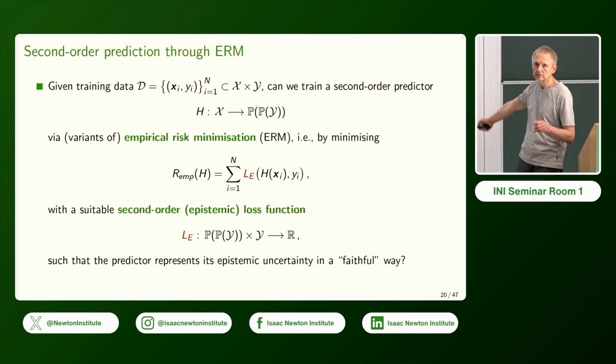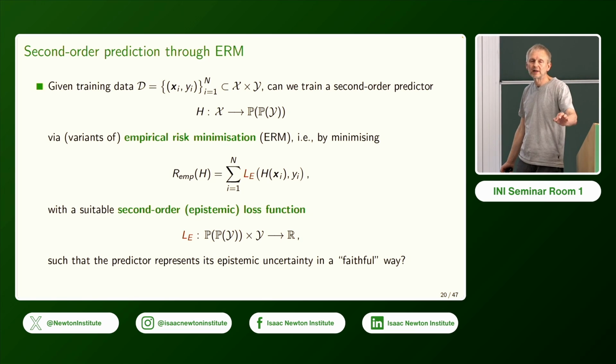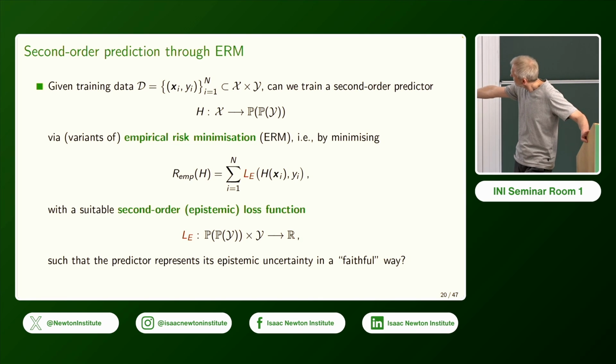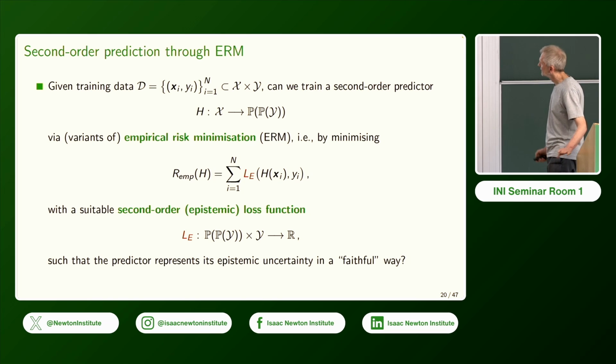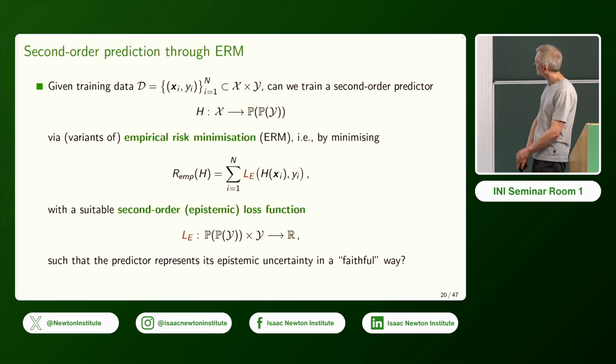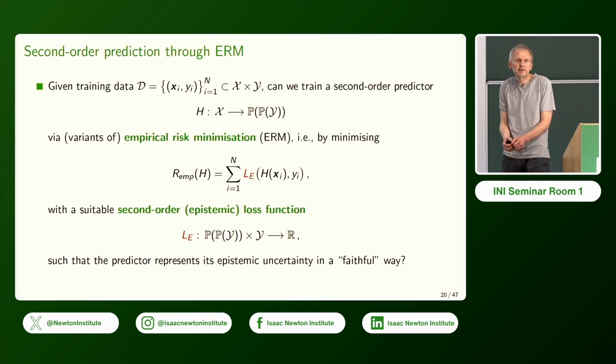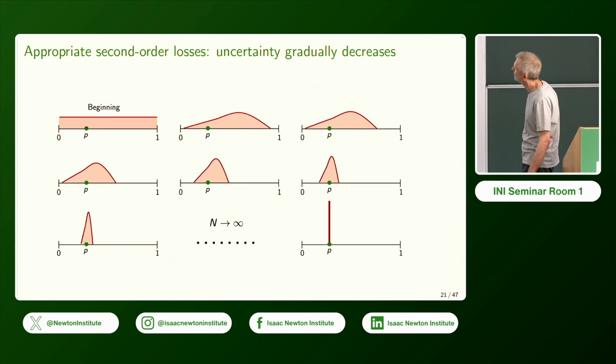We train a predictive model by minimizing the loss on the training data, the second-order loss, the epistemic loss, with a suitable second-order epistemic, if you want, loss function LE, which takes the second-order prediction and an outcome, compares the two, and delivers a real-valued loss as an outcome, such that the epistemic uncertainty of a learner is somehow represented in a faithful way. And again, the question now is, what do we mean by faithful?